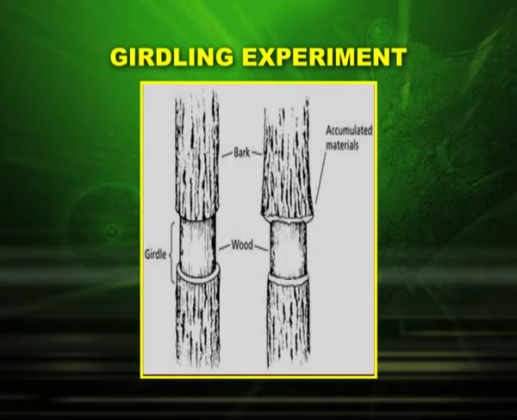So, what do we conclude? We conclude the removal of phloem cuts food supply to roots. So, what is the inference? That the transport of substances takes place through phloem. Now, let us see what is the mechanism of phloem translocation.